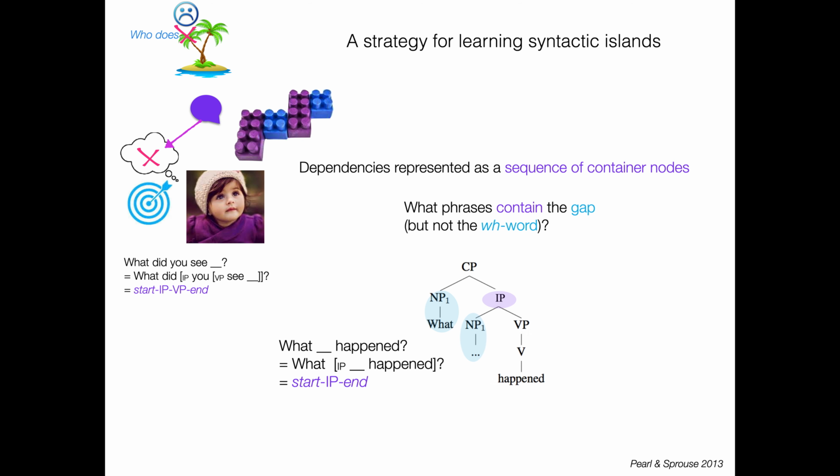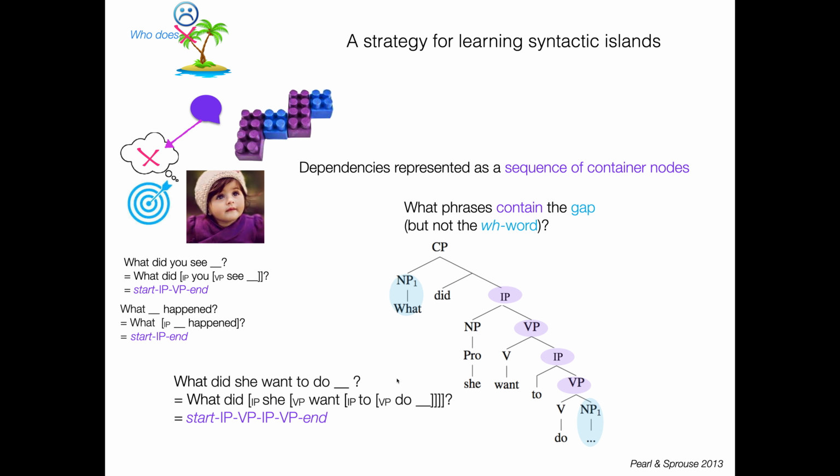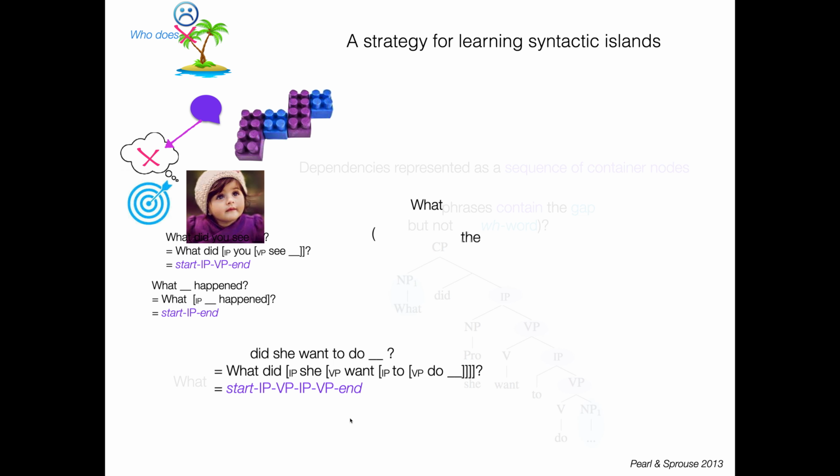Now, you can do this for any dependency, so for really short ones, like "what happened", where it's just a subject in the main clause, what happened, right? It's just the IP that's containing the gap before you get to the WH word, so start, IP, end. You can do it for longer ones, right? Any dependency you like, so "what did she want to do?" Again, you have this sequence of nodes that contain the phrase before you get to the WH word, which we can write like this, start, IP, VP, end, right?